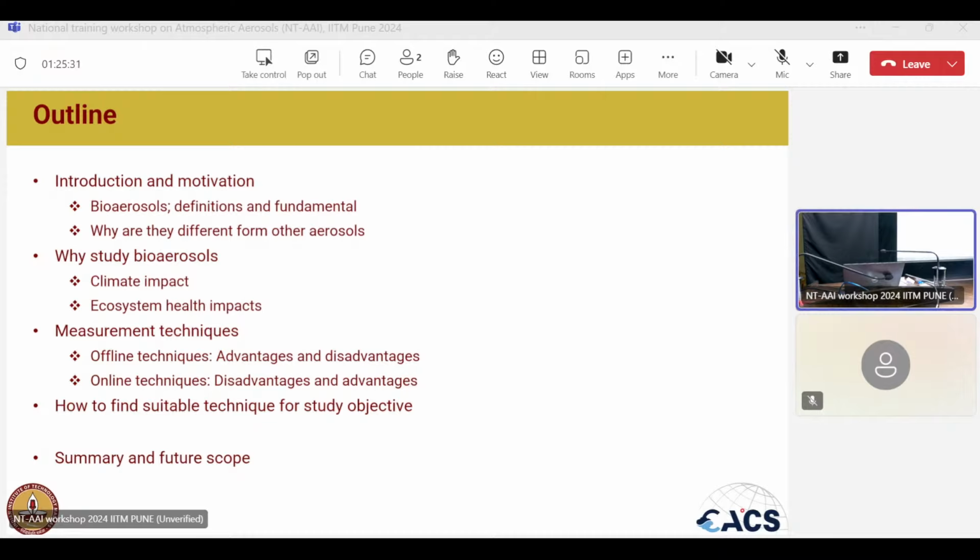Why study the bioaerosol? Because of course, like any other aerosols, they also have a climate impact, and they also impact the ecosystem in general, but in a very different way than what your other aerosols do. Then, of course, the topic of today's talk, the measurement techniques. What are the different measurement techniques you use to characterize these bioaerosols: offline techniques, advantages and disadvantages. Then I have online techniques, disadvantages and advantages. You might have noticed that I swapped these words between advantages and disadvantages.